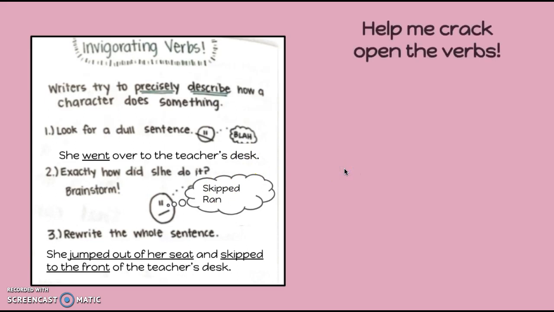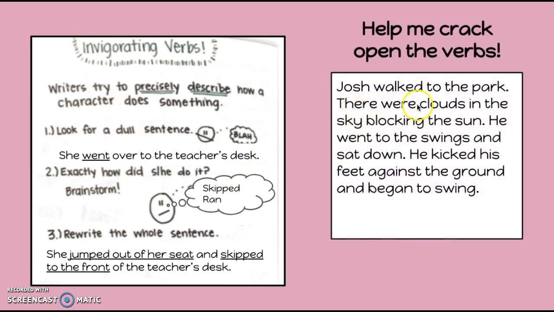So now I'm going to look at this, where it says, Josh walked to the park. There were clouds in the sky blocking the sun. He went to the swings and sat down. He kicked his feet against the ground and began to swing. Now when I'm looking at that, I know I can use much better verbs. So I'm going to change that.